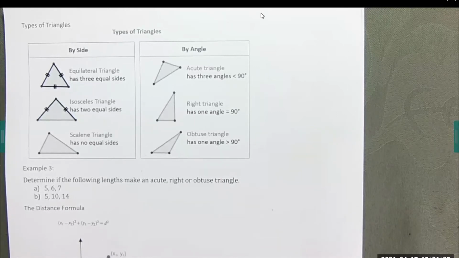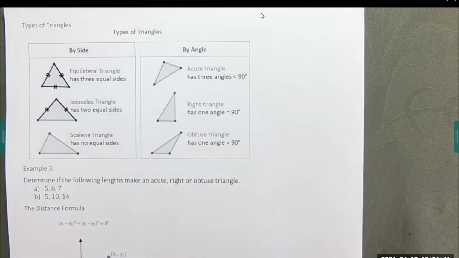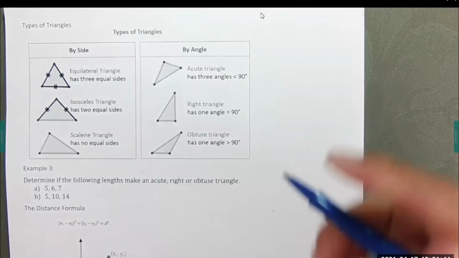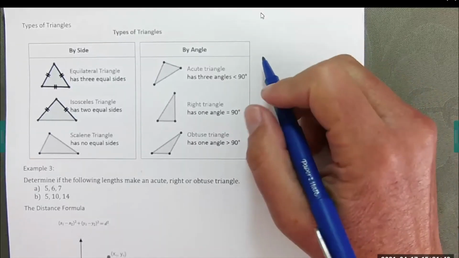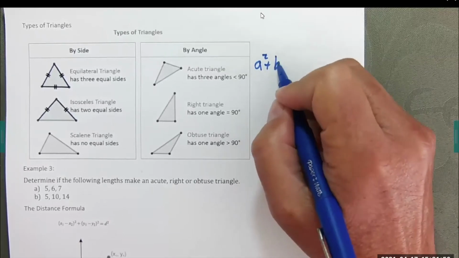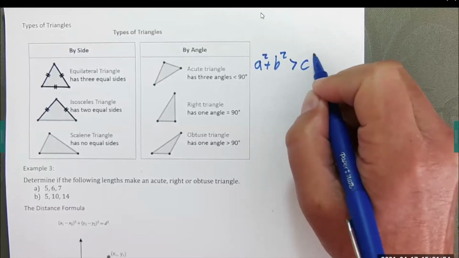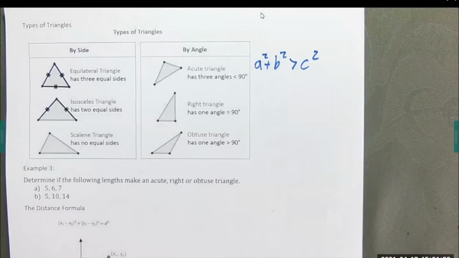An acute triangle has 3 angles that are less than 90 degrees. So each of the angles are less than 90 degrees. And for an acute triangle, it's going to end up that leg squared plus leg squared is going to be bigger than c squared when we have an acute triangle.